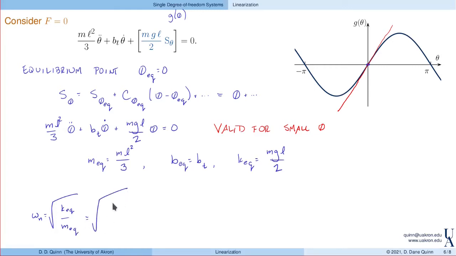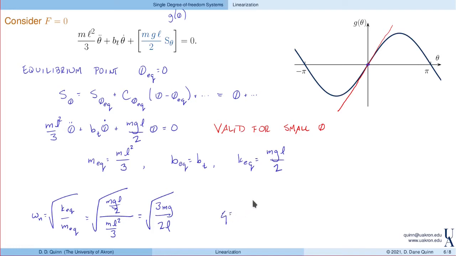So that becomes mgl over 2 divided by ml squared over 3. And we end up with 3 mg over 2L. So this is the natural frequency for this bar pinned at the end for small oscillations.